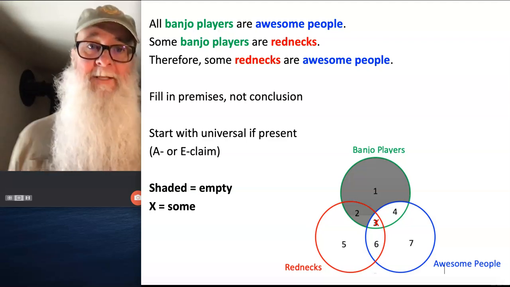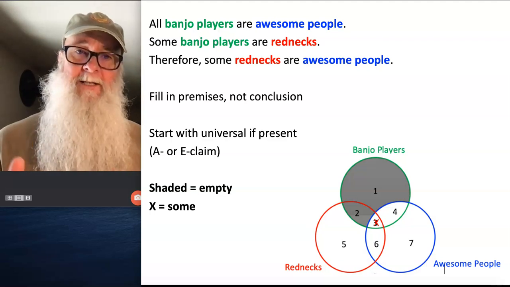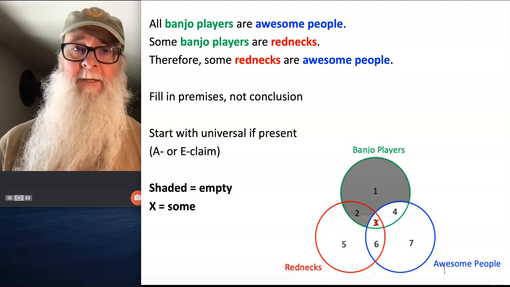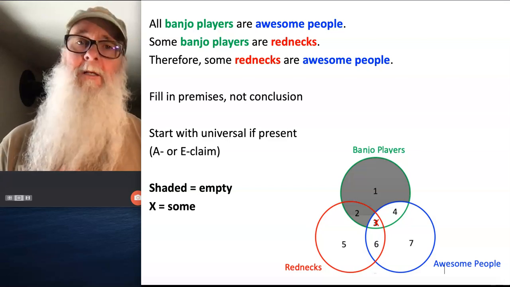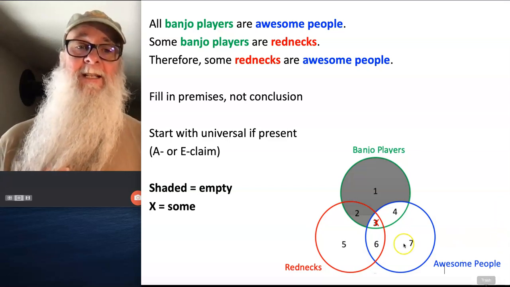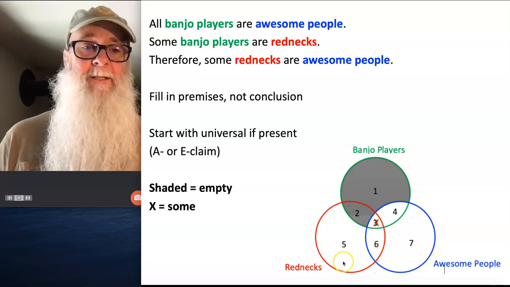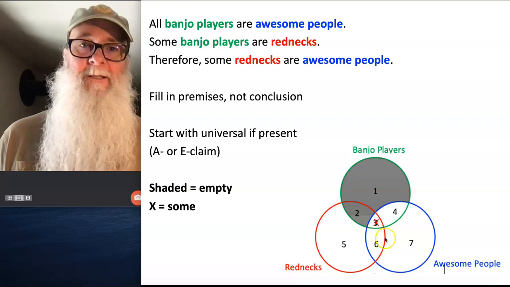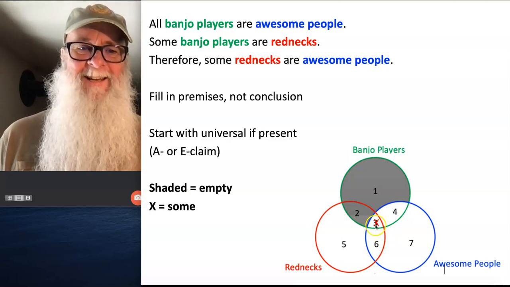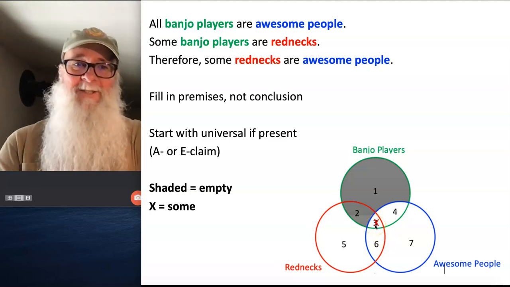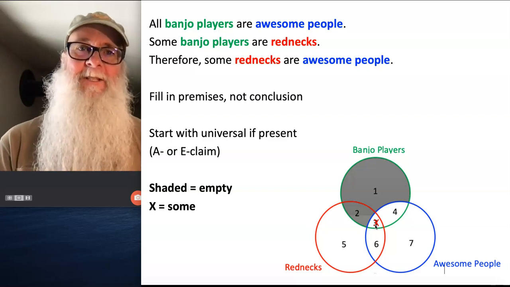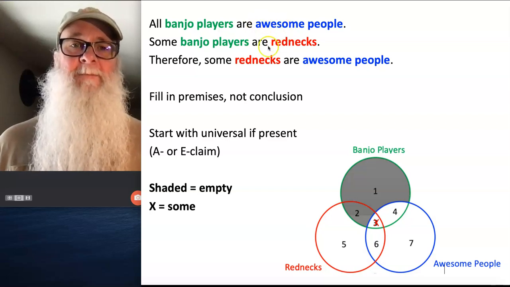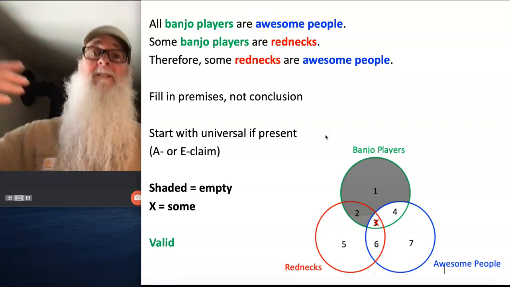I've marked my premises, and I'm going to look at my Venn diagram to see if it now also reflects the conclusion statement, some rednecks are awesome people. Is there anything that exists in my redneck building, the red building, that also exists in my awesome person building, the blue building? And the answer is yeah. This guy right here, he's not only a redneck, he's also an awesome person. And that's exactly what the conclusion says will be the case if we assume these premise statements are true. So this indicates to us that this is a valid argument.